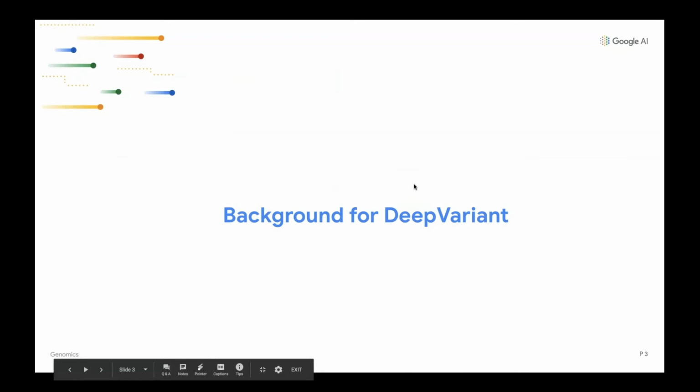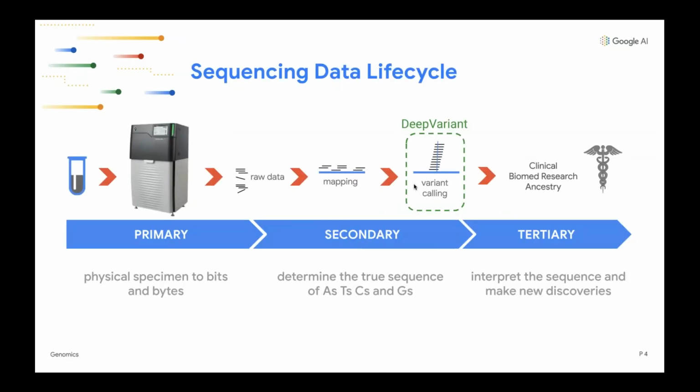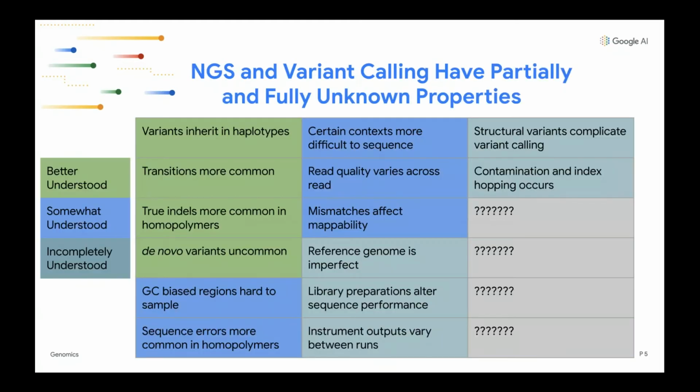All right, so first a background for DeepVariant. In the process of analyzing sequencing data in the context of a reference genome, it's very common to generate raw reads, map them to a reference genome, and then use a process called variant calling to identify the positions which are statistically significant to differ from that reference genome. That is then used downstream for clinical reports or other research applications. And DeepVariant sits into that variant calling bucket. So the analysis of NGS data and variant calling have properties which are partially unknown as well as fully unknown.